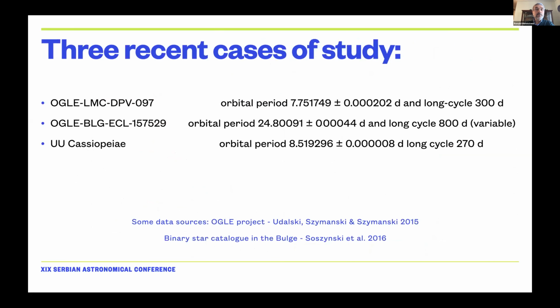Three cases of study. One is a system in the Large Magellanic Cloud, the other one is in the direction of the bulge of our galaxy, and the other one is UU Cassiopeiae. The first one has an orbital period of 7.7 days and a long cycle of 300 days. For the second one, the orbital period is 24.8 days and the long cycle 800 days. And the third case has an orbital period of 8.5 days and a long cycle of 270 days.